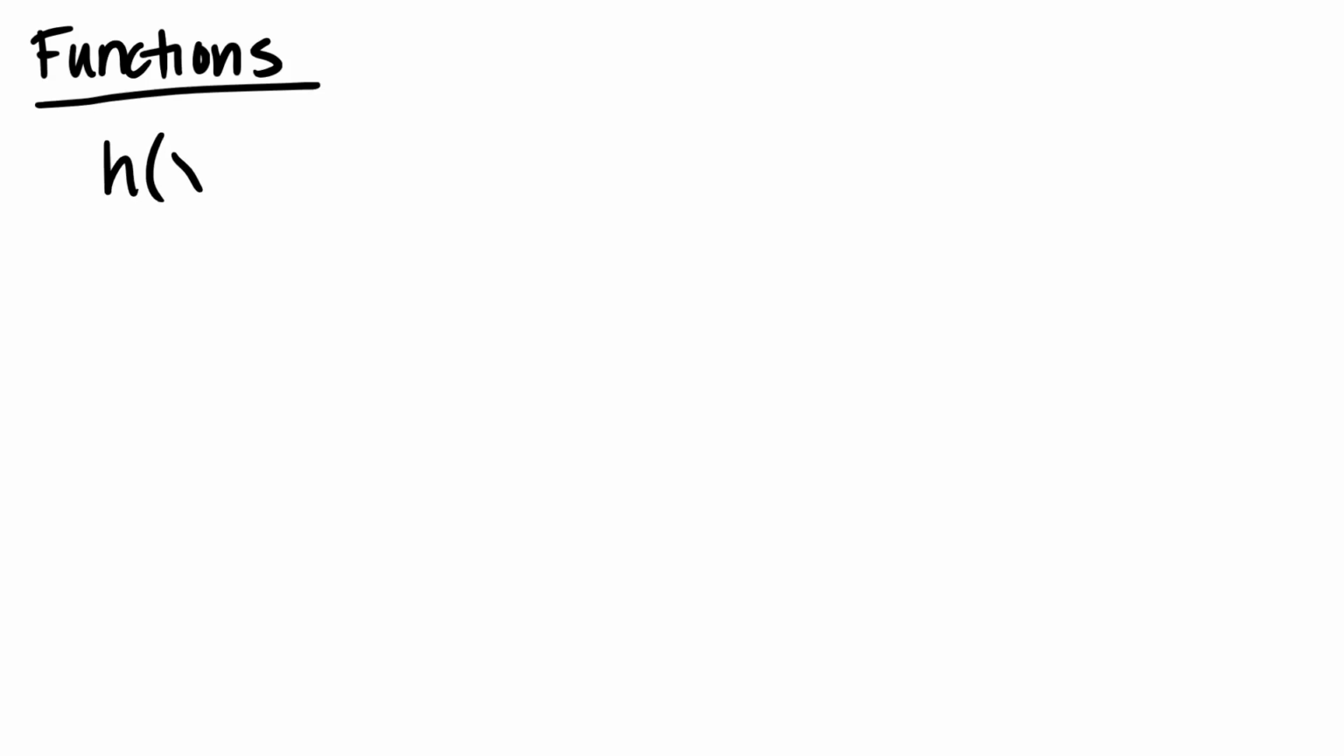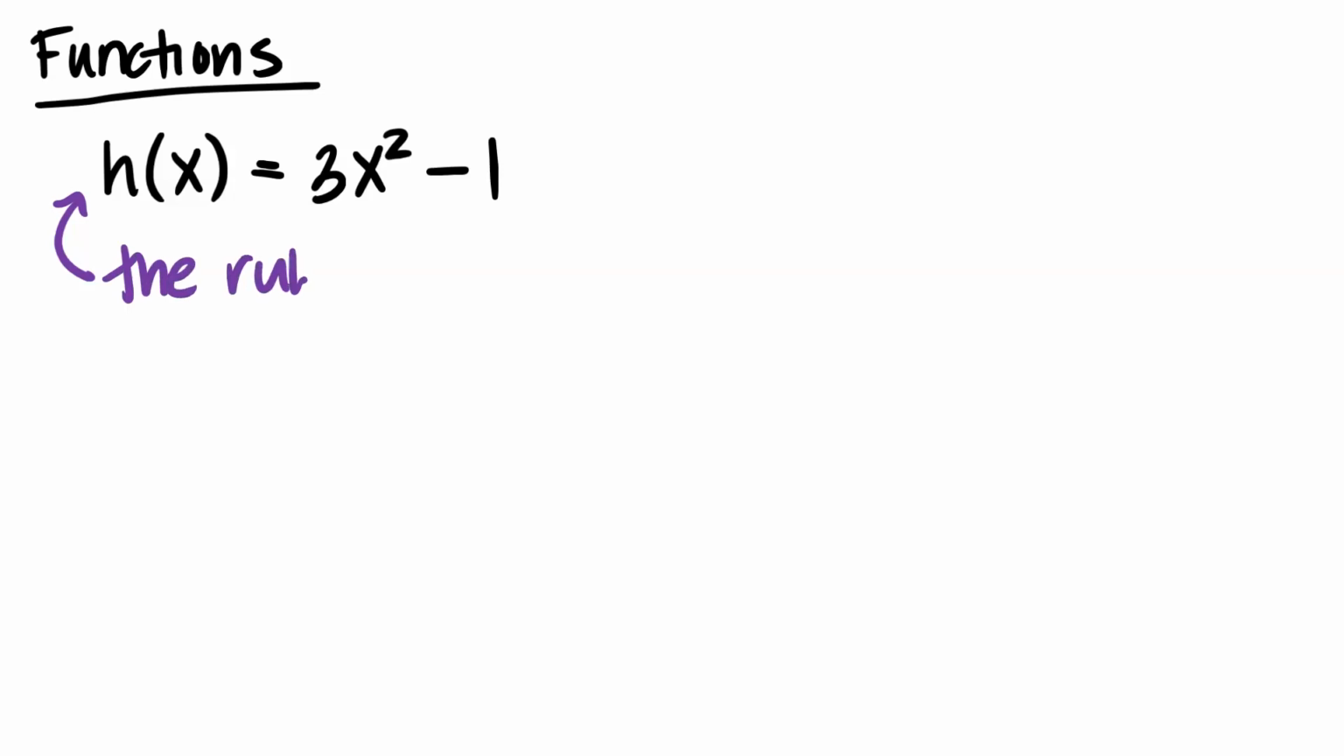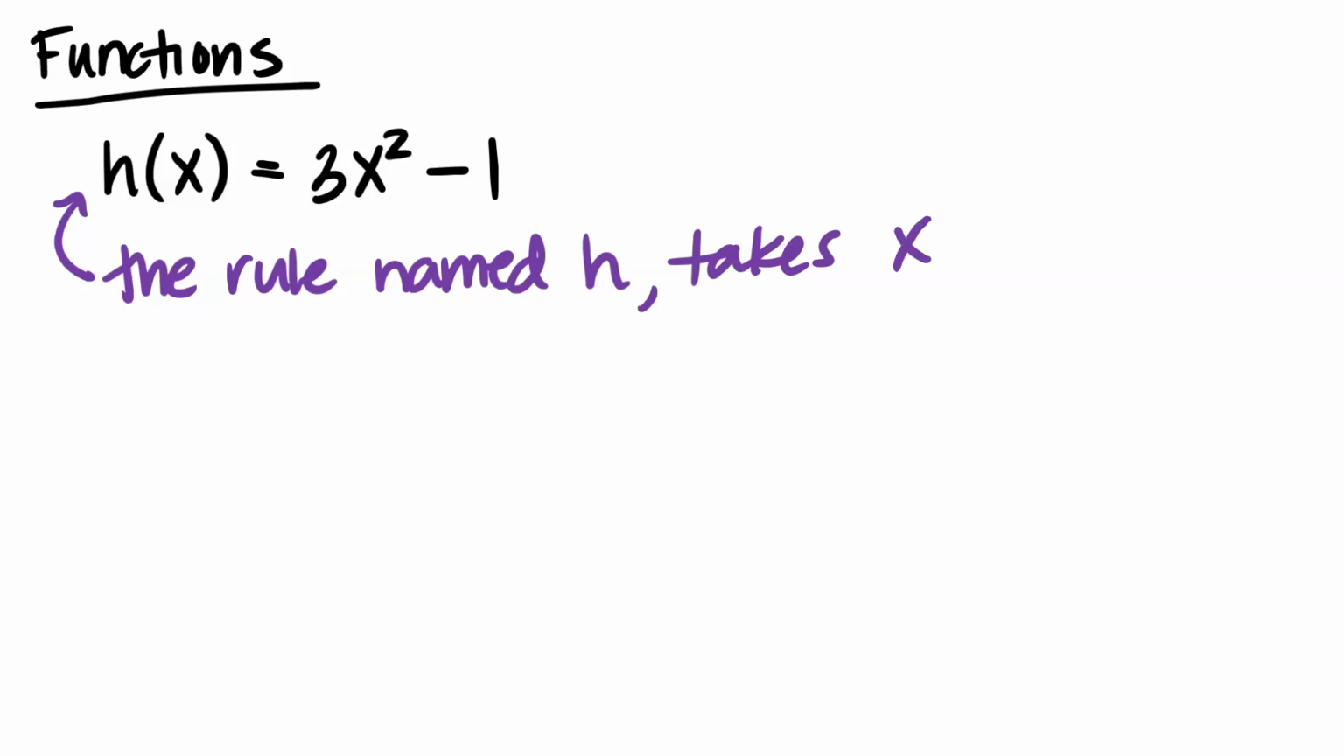So first, I'm just going to use h, and we'll just do like 3x squared minus 1. A function is just a shorthand way to say we have a rule and it has a name. So this is a rule, the rule named h, takes x as an input. So the h is the name, the x is what our input is, and then after the equal sign is exactly what it does with that x.